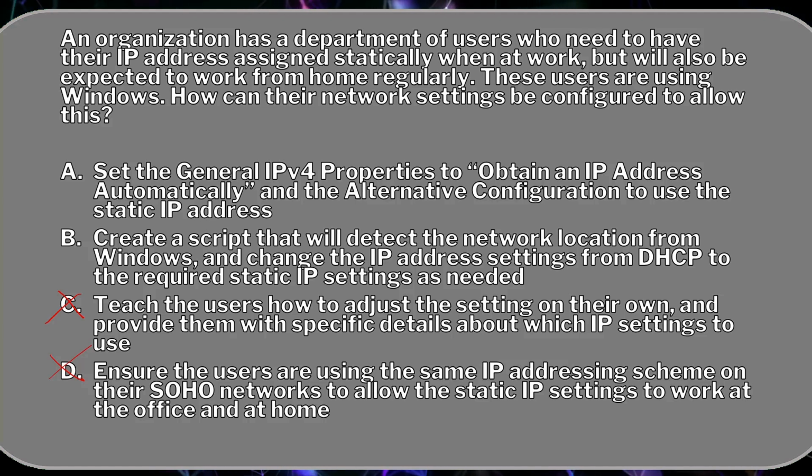And option A seems like a good option here, where by default the computer will try and get an IP address through DHCP, and if that fails, and it probably would on the work network where the user is going to have a statically assigned address, it'll fail over to the alternate config. Now by default in Windows, alternate config is set to automatic private IP addressing, that 169.254 network. But you do have an option to have the alternate config as a static setup, which could then be the static address they need at work.